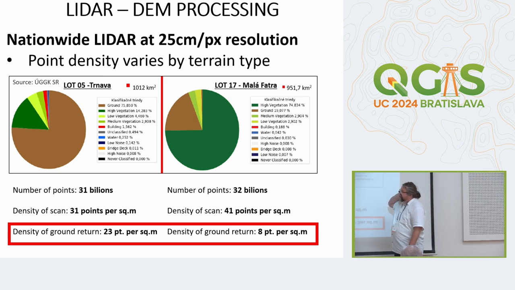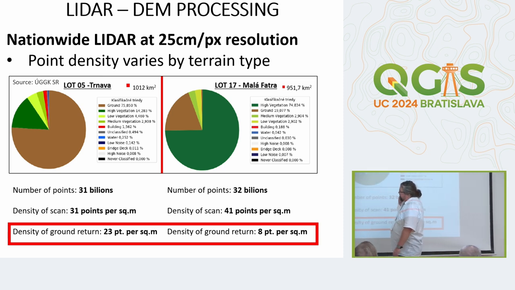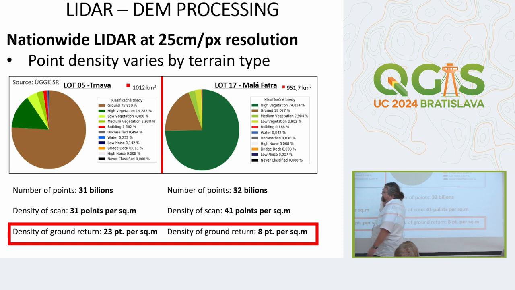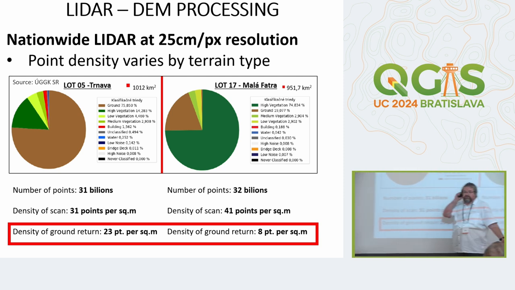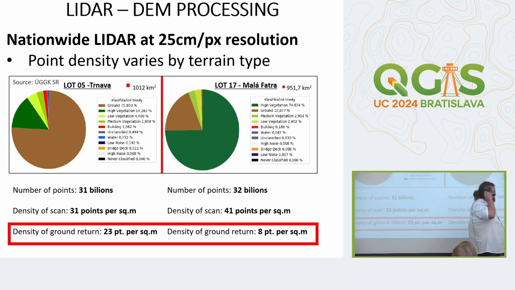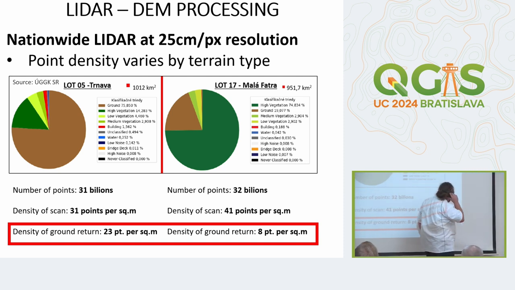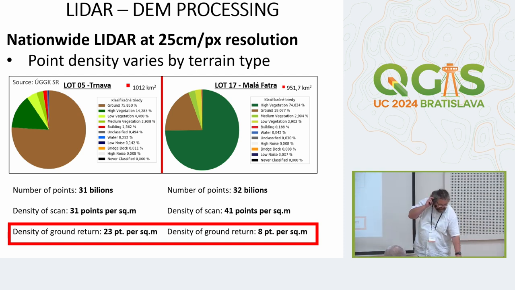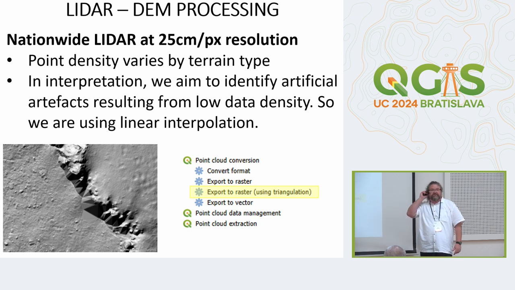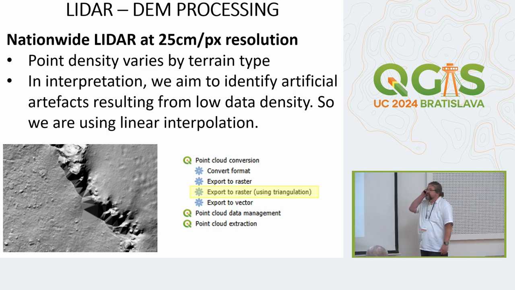We have really nice points of last return, but 40% of Slovakia is forested area. So there are parts where 70% of the points were from the ground. But there are also parts with forested area where only a few percent of the points reach the ground. So for this reason, I'm using linear interpolation for the digital elevation models.